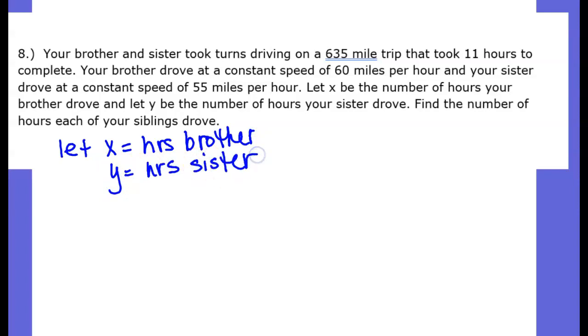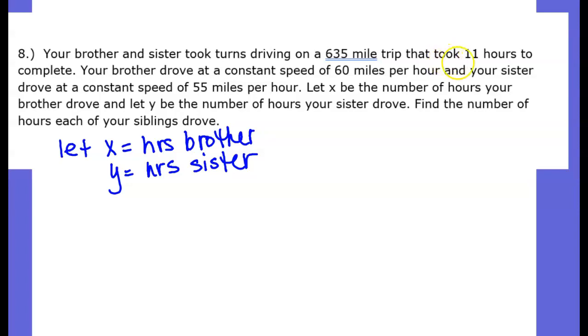Okay, there's our let statement. All right, find the number of hours each of your siblings drove. Okay, so now we know we have two variables. That means we need two equations. Sometimes the second equation is a little bit harder to pull out, but it's here.